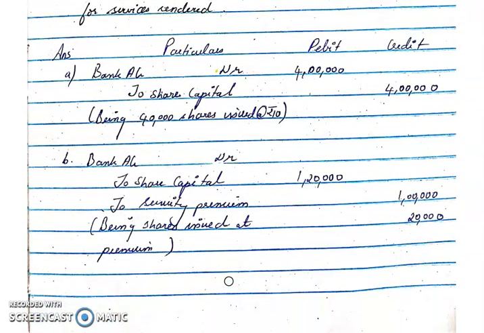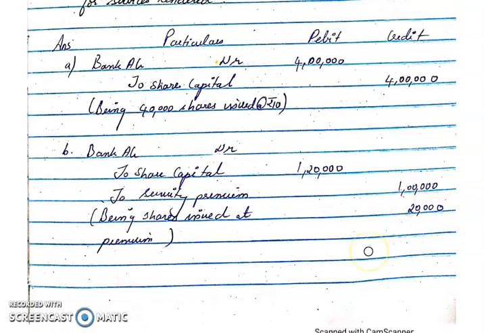So for the first question, you know it is very simple. Bank account debit to share capital, 40,000 shares at rupees 10 each, 4 lakhs. And second is the premium entry, where the premium, if it is securities premium, will be credited. So the journal entry goes like bank account debit to share capital and to securities premium, being the shares issued at premium. The narration is very important, and I expect you to write it for every journal entry. So 1,20,000, share capital will be 1 lakh and securities premium will be 20,000.